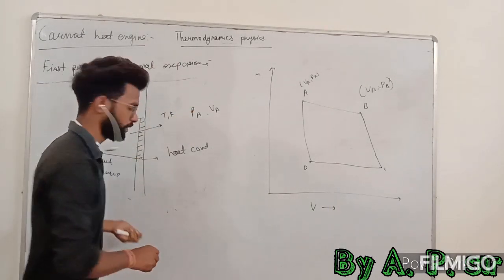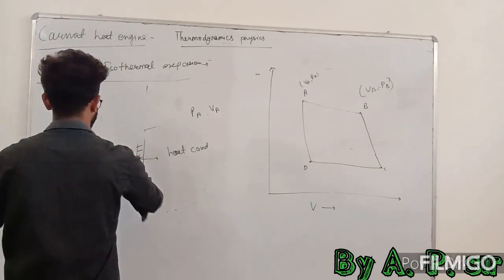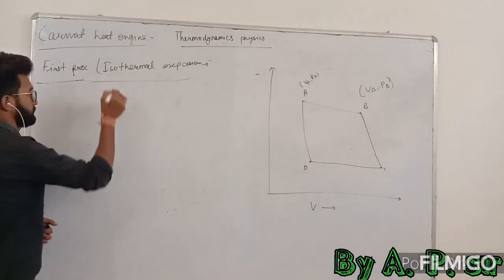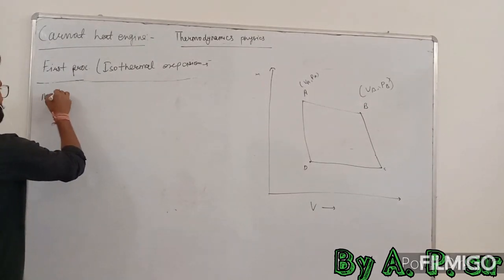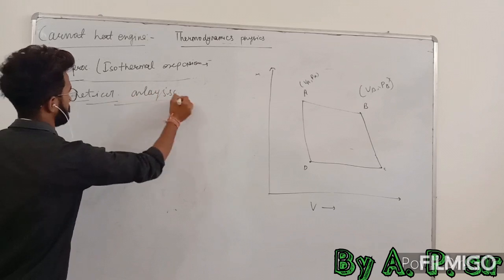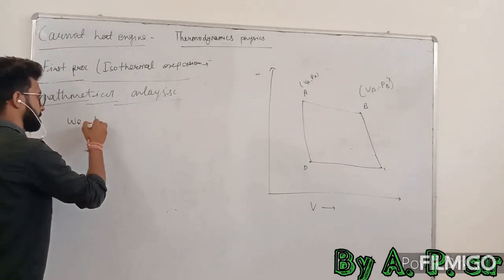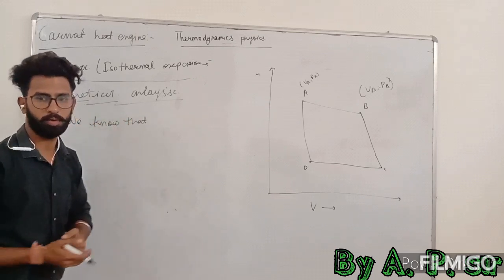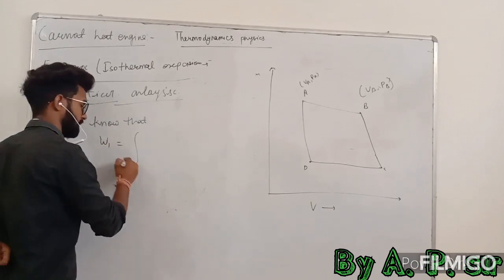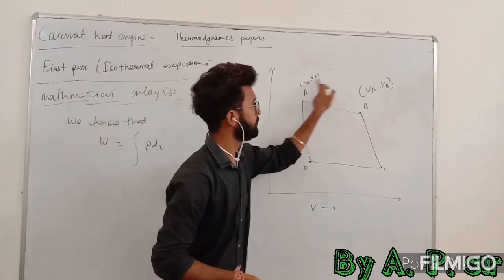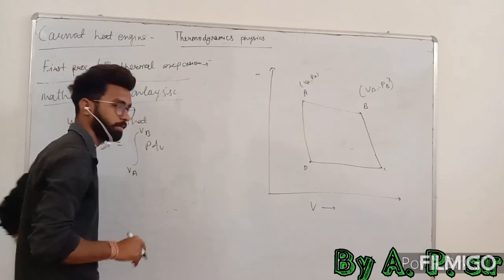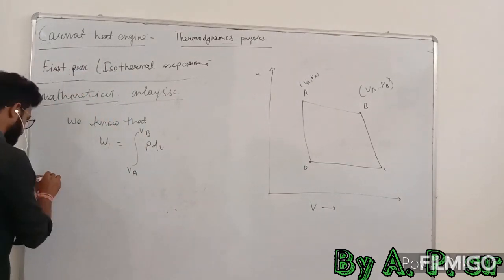When we do the mathematical analysis, we know that the work W1 is the integral of P dV from VA to VB.